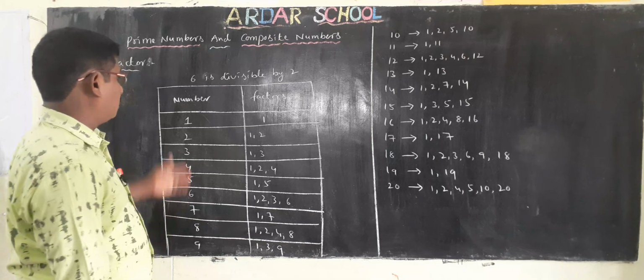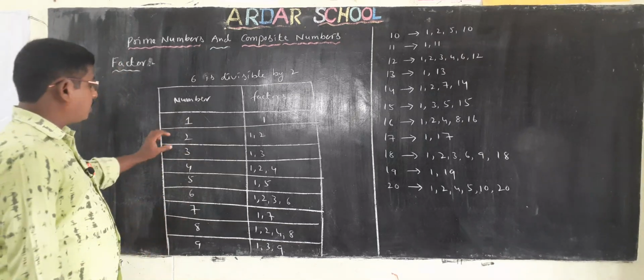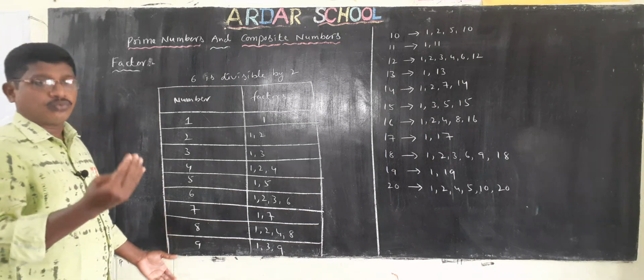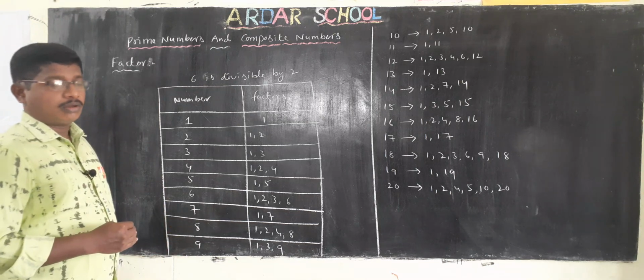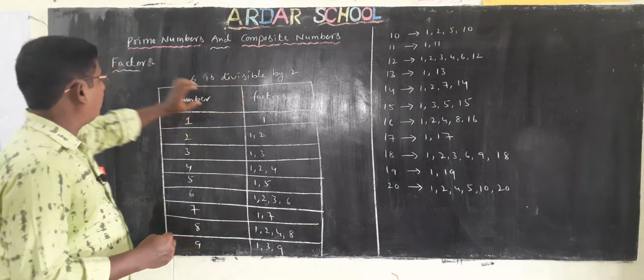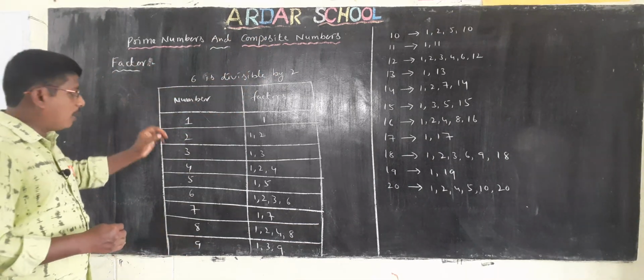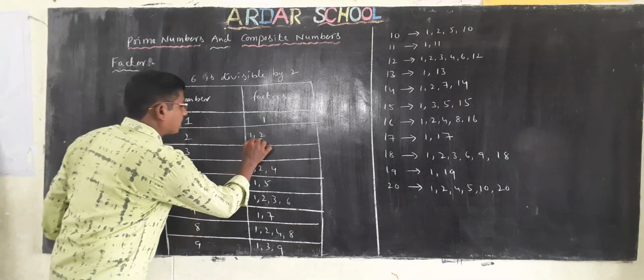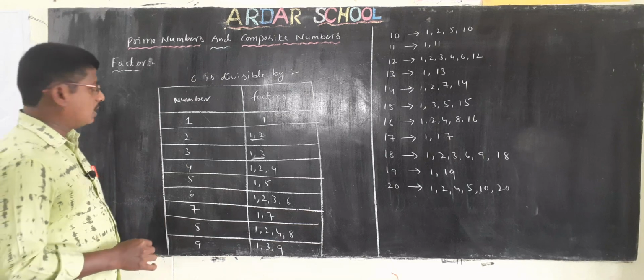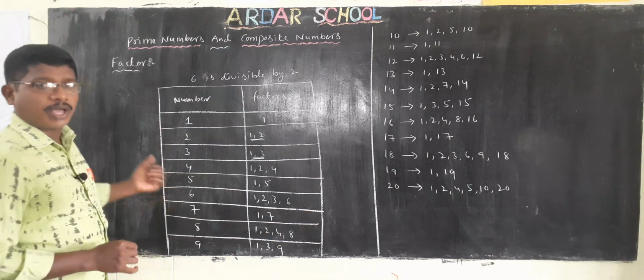Once again, observe this table. Some numbers have only two factors, and some numbers have more than two factors. Now I give the definition of prime numbers and composite numbers. What is the definition of a prime number? The numbers having only two factors are called prime numbers.